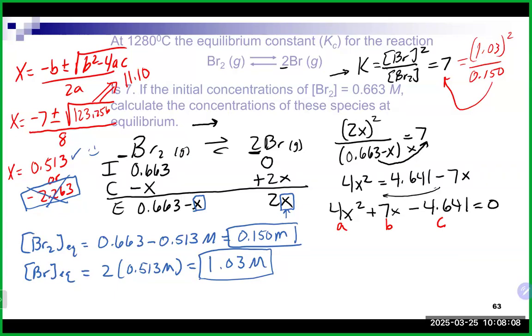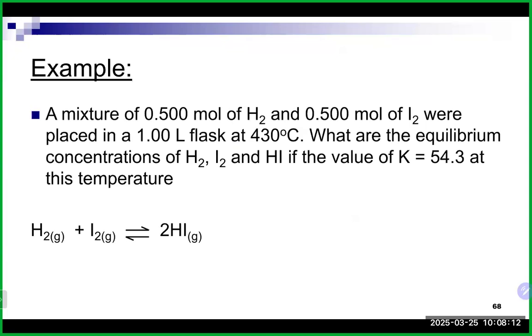All right. So let us, why don't you try one now since I did that one? All right, you have a mixture of 0.5 moles of H2, 0.5 moles of I2. We put it in a 1-liter flask. What is the equilibrium concentrations of everybody? And we got a K value of 54.3. All right, so take some time there and calculate it up, see what you come up with.